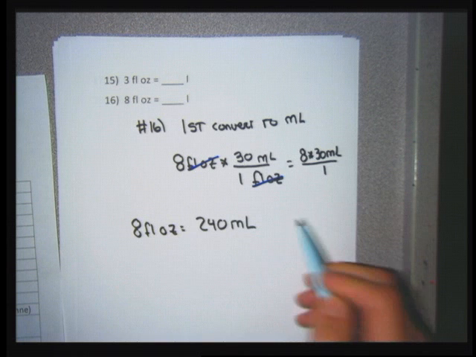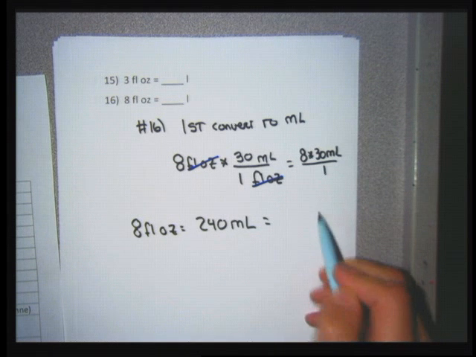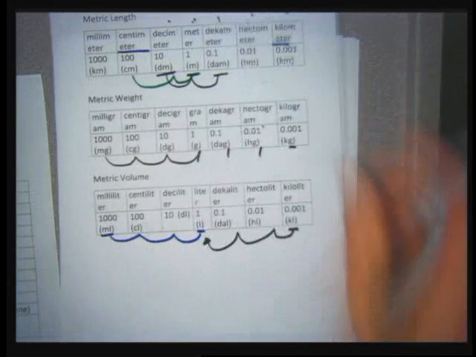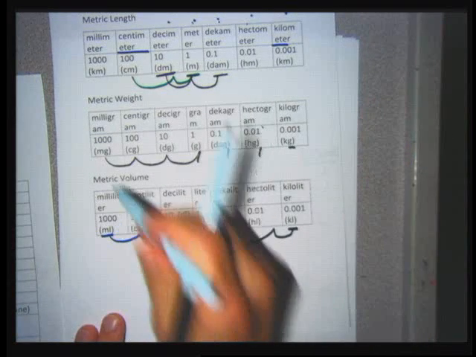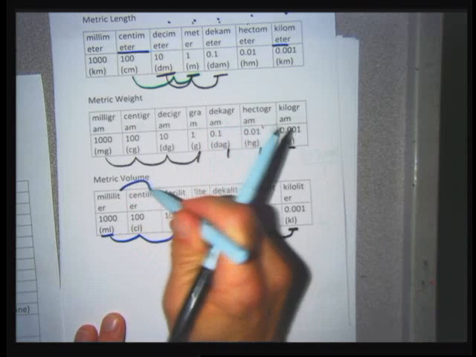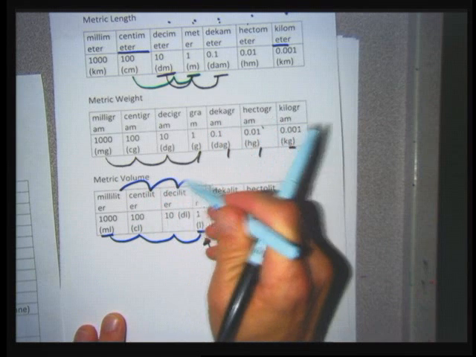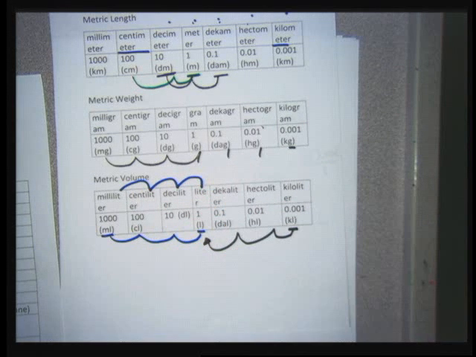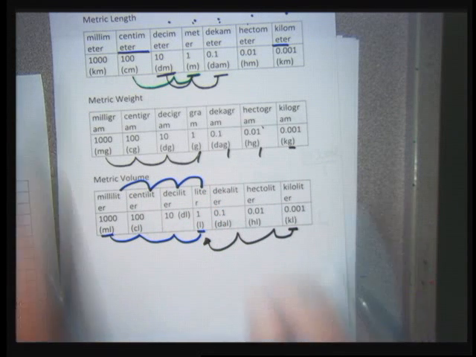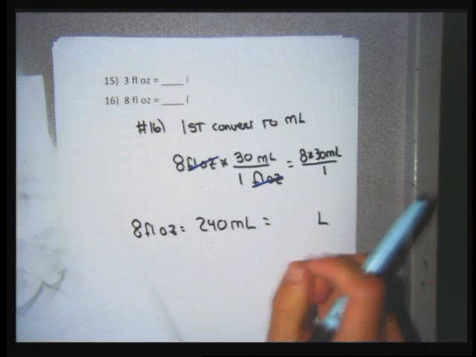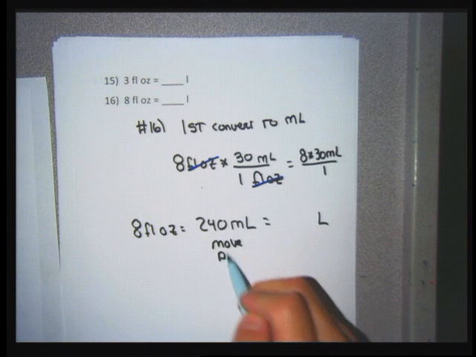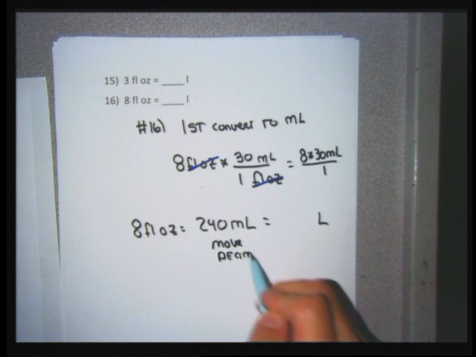But I need to convert that to liters. And how do I convert from milliliters to liters? Well, I find milliliters and liters, and I count. To get from milliliters to liters, it's 1, 2, 3 to the right. So I have to move my decimal 3 to the left. So to finish up the conversion, to go from milliliters to liters, I need to move my decimal, because within the metric system, I can move decimals to do the conversion. It's the easy way to do it.